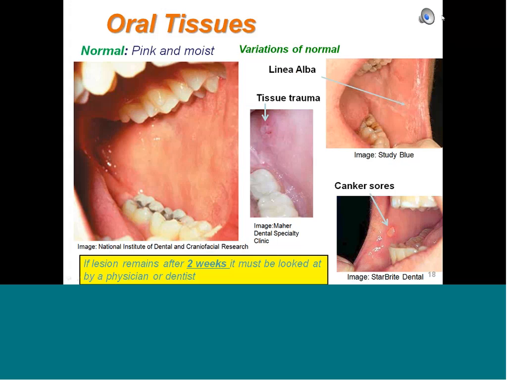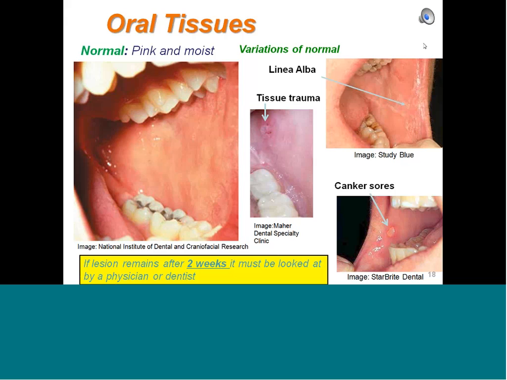Now we're going to examine the oral tissues. The photo on the left is a picture of what we would consider a normal oral tissue. As you can see, the tissues are pink and moist. In the middle, we see our first abnormal tissue. It is called tissue trauma. It can be caused from either biting or food particles that may cut the inside of the cheek.